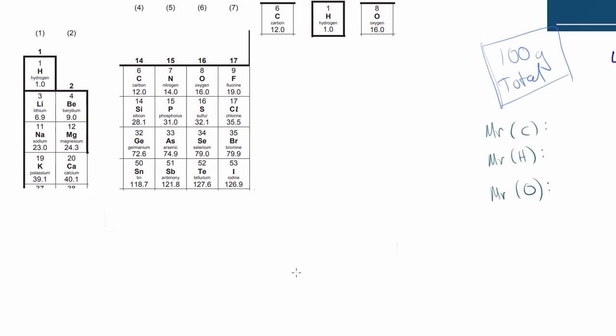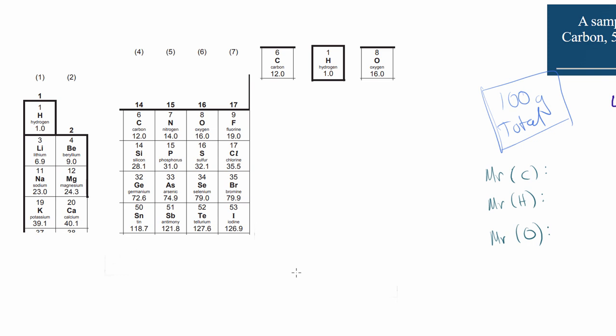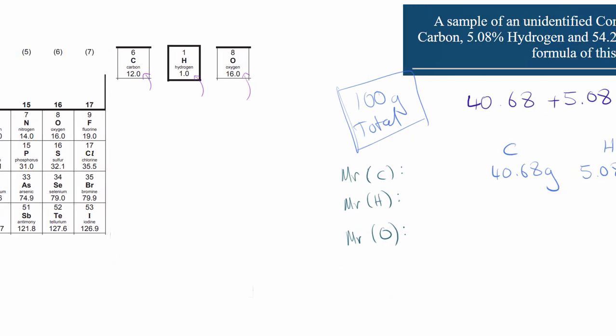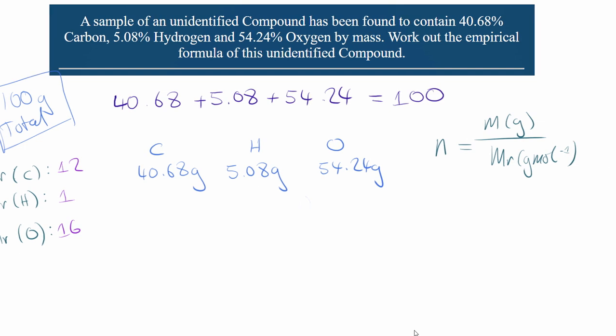For other elements you might need to refer to the periodic table. Here we can see for carbon the relative atomic mass is 12. For hydrogen we can see it's 1. For oxygen we can see it's 16. And these are effectively the molar masses, because we're looking literally at the atoms. So for carbon, that's 12, hydrogen 1, oxygen 16.